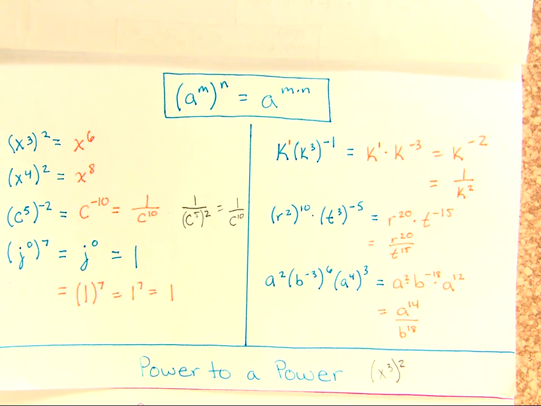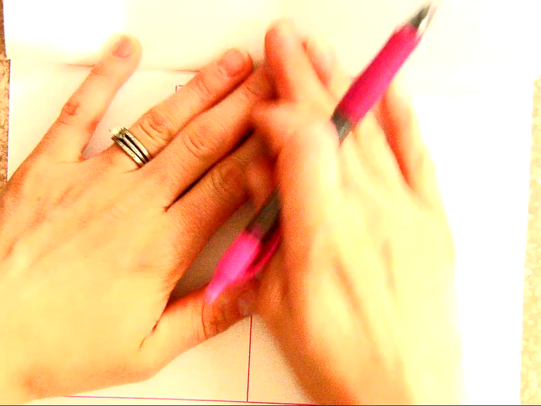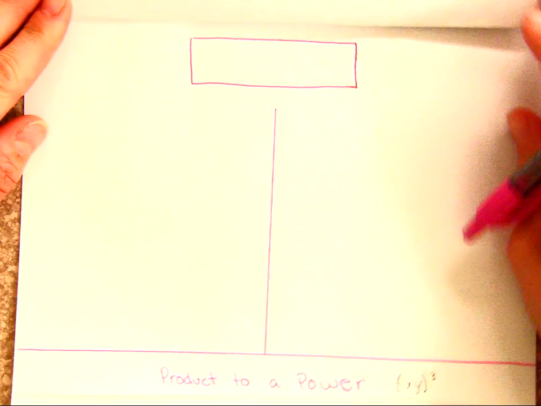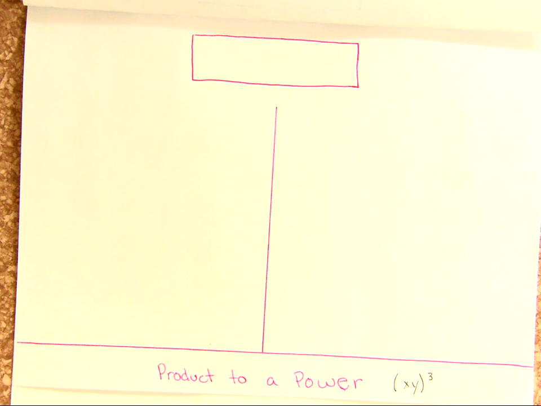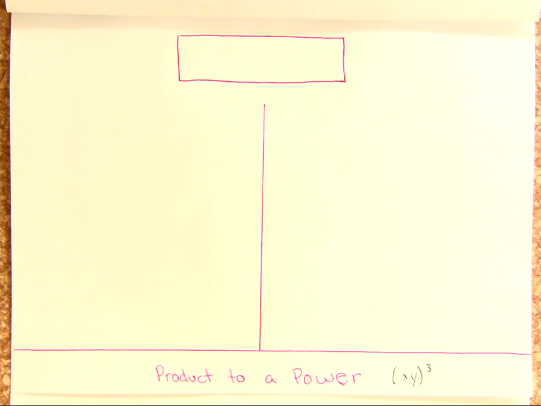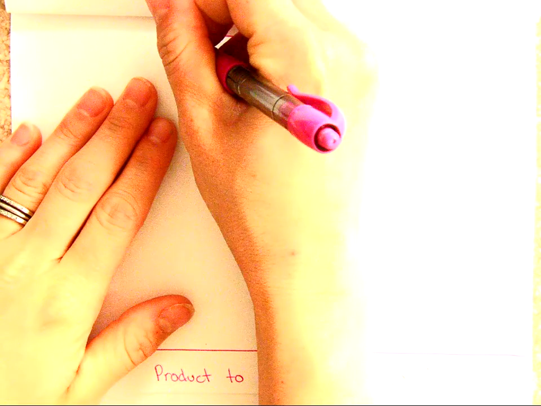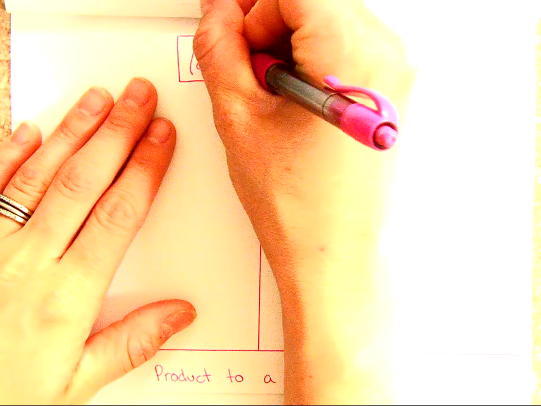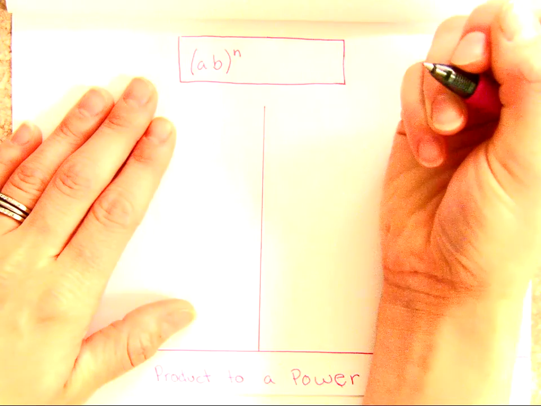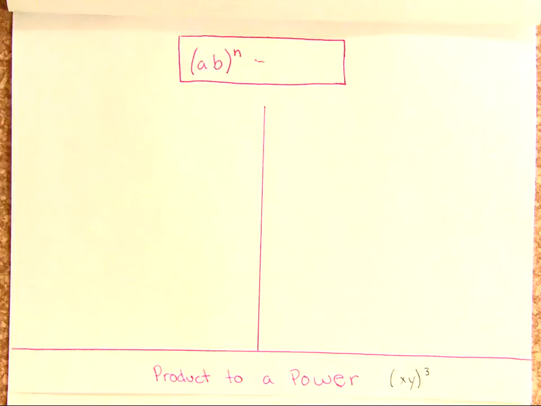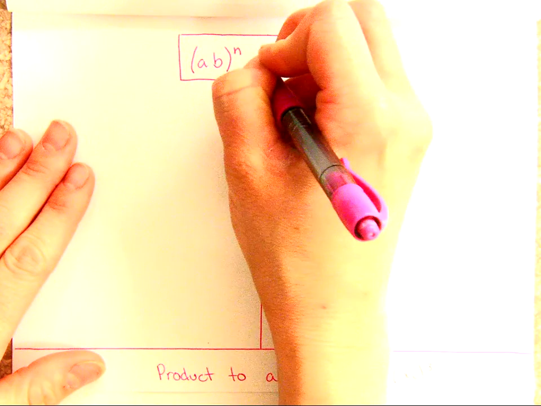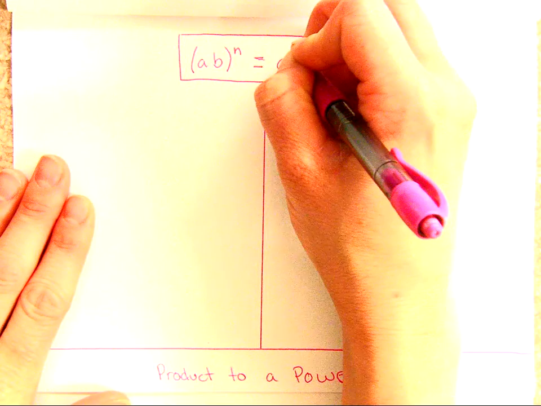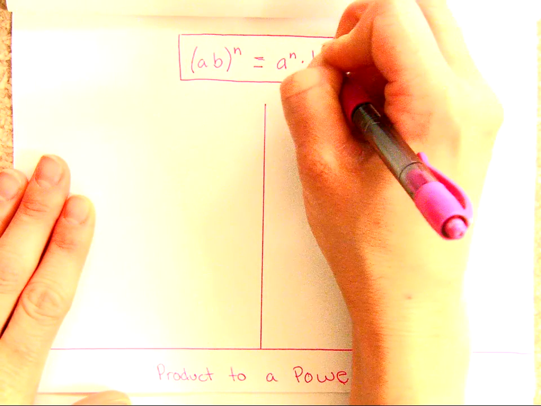Let's flip to the next page to fill in our product to a power. So this was page 3 we did in our discovery worksheet. So the rule we found on that page was if I have 2 numbers multiplied together, let's just say a times b, all to one power, in parentheses, we can actually distribute that exponent to get a to the power of n times b to the power of n.